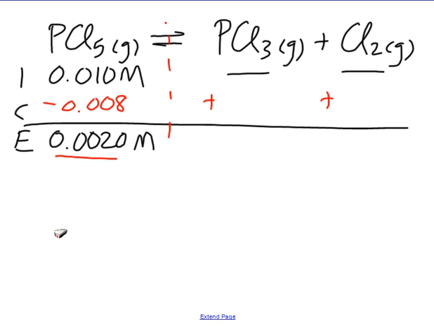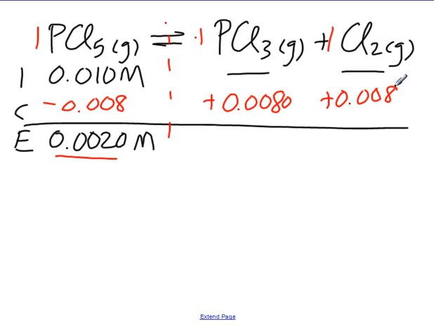All right, so we want to calculate the other changes. And to calculate the other changes, you look at the ratios, right? Every time one PCl5 disappears, you get one PCl3. So if we lost 0.008 for PCl5, you would gain the same amount, wouldn't you? Right? Because it's a 1-to-1 ratio. You also gain 1 mole of Cl2. So again, it's a 1-to-1 ratio. This would gain 0.008 molarity.